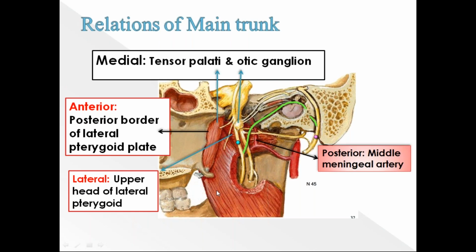Then you can see the markings. This is the medial view of the face. You can see the ramus of the mandible. This is the medial pterygoid muscle, and this is the lateral pterygoid plate. Sorry, this is not lateral, this is the medial pterygoid plate. The lateral pterygoid plate is on the lateral side. You can see the pterygoid hamulus here. This is the foramen ovale, you can see here.